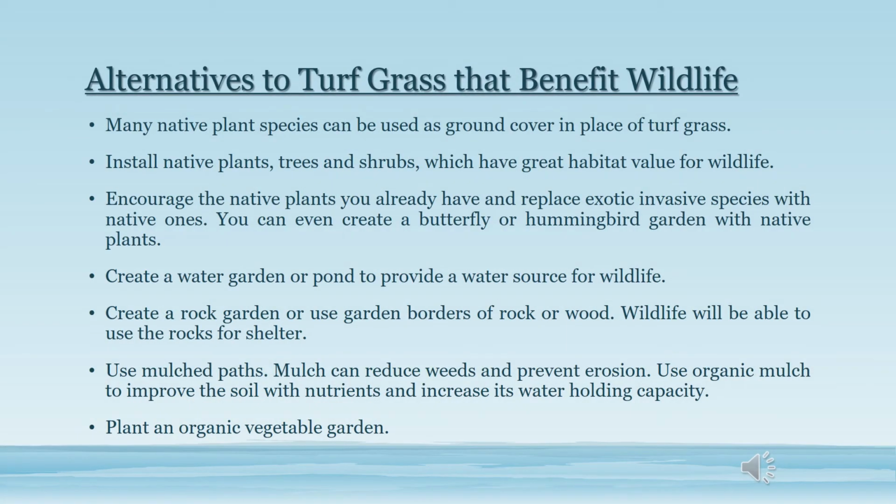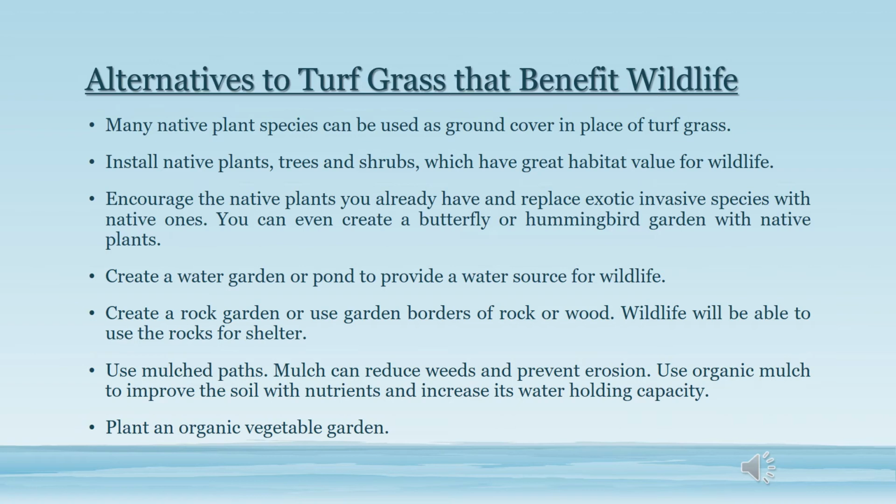Alternatives to turf grass that benefit wildlife. First, many native plant species can be used as ground cover in place of turf grass. Second, install native plants, trees, and shrubs which have great habitat value for wildlife. Encourage the native plants you already have and replace exotic invasive species with native ones. You can even create a butterfly or hummingbird garden with native plants.